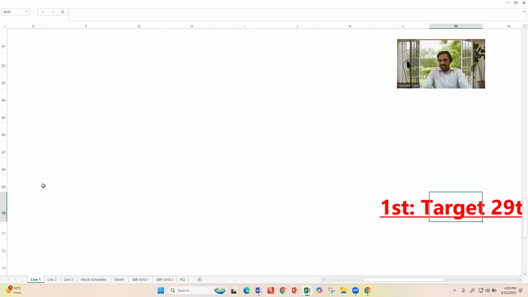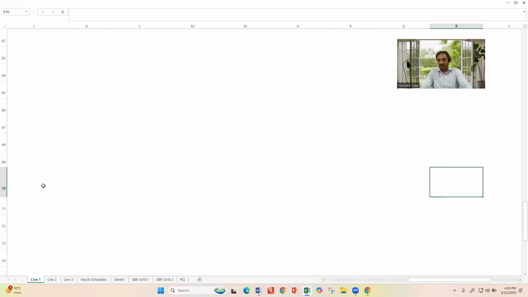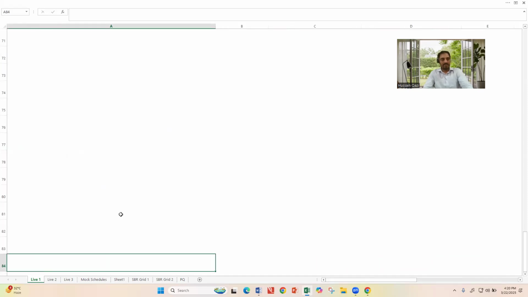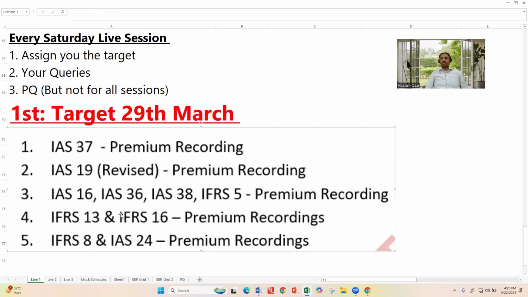If I say your first target, this is the first target. The very first thing, you need to set a target to complete these 5 contents. Number 1, you need to cover IAS 37. What is the meaning of cover? It means 2 or 3 things.